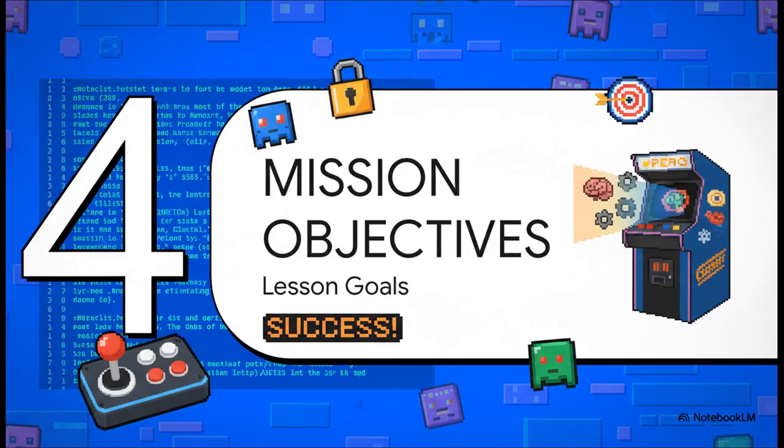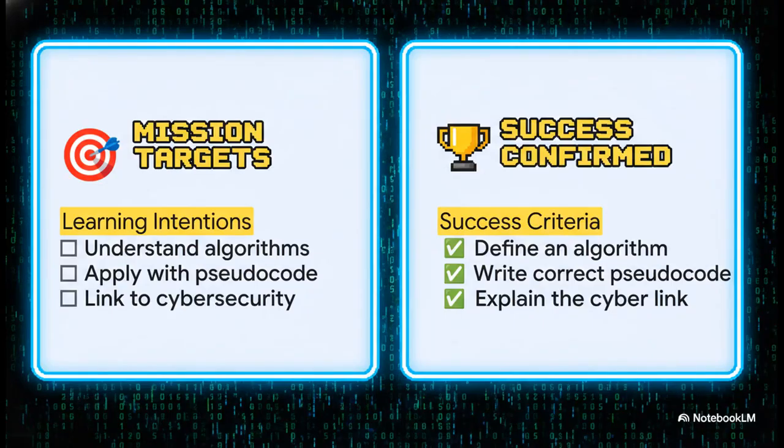Okay, let's wrap this briefing up. We need to be absolutely crystal clear on your mission objectives. This is what success is going to look like by the end of this. So it's pretty simple. On the left, we've got our learning intentions. This is our goal. We want you to really get what an algorithm is, use that knowledge to write some pseudocode, and start seeing that cool connection to cybersecurity. And on the right, that's the success criteria. That's how you'll know you've completely nailed it. You'll be able to define an algorithm, write out the plan for CloverCatch, and explain exactly how grabbing a clover is like stopping a cyber threat.